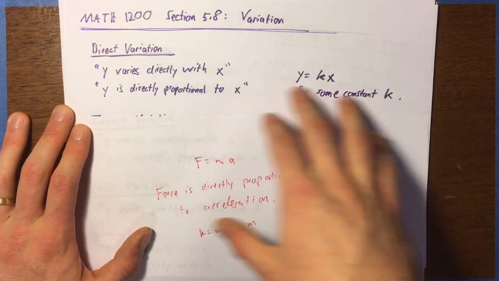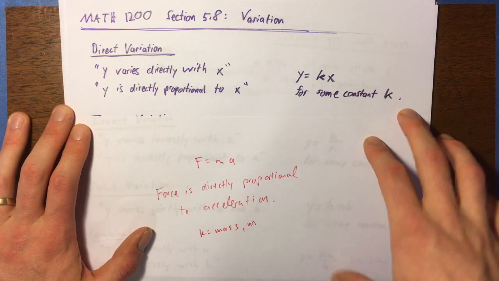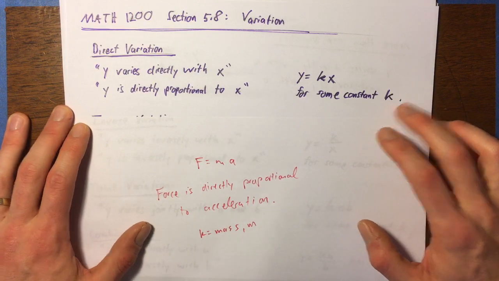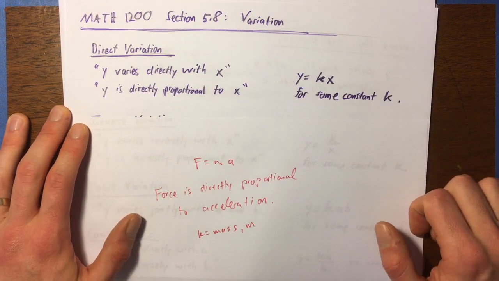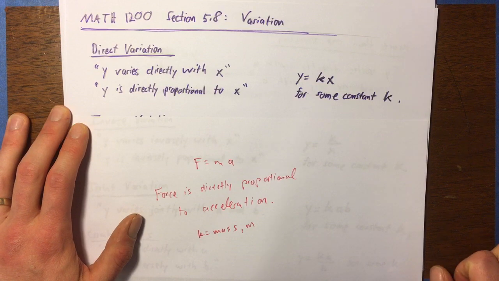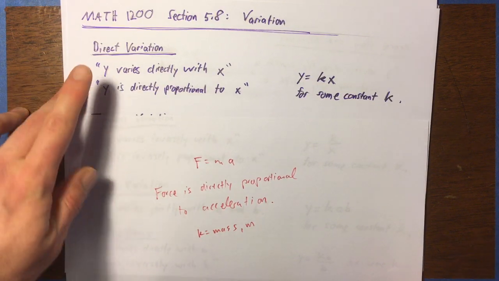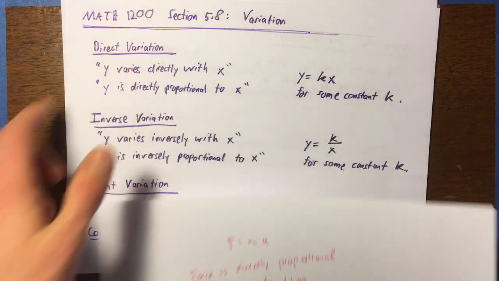We're going to mostly just assume that it's a k, and we might have enough information to solve for k and actually figure out what the number is, but a lot of times we're just going to assume it's a constant, and we don't ever really need to know exactly what it equals. Okay, so that's direct variation.